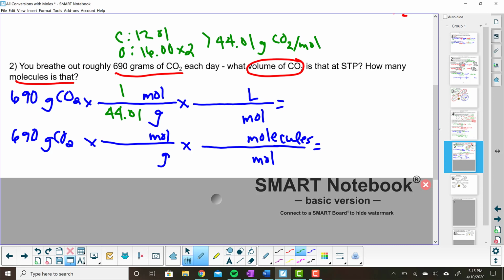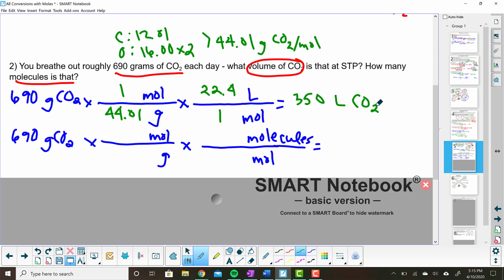Then in my next conversion factor, I have liters and moles. That's Avogadro's other hypothesis, which says 22.4 liters in every 1 mole. So I can go ahead and calculate this out. I'm going to multiply 690 times 22.4. Take that number, divide it by 44.01, and you'll end up with 350 with sig figs, 350 liters of carbon dioxide, which again is a lot of carbon dioxide.